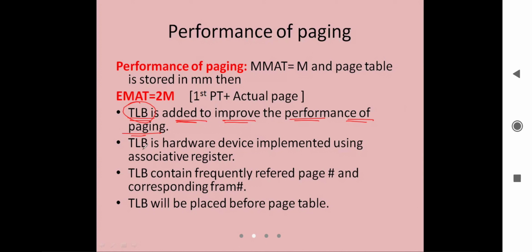So TLB is a hardware device. TLB is a hardware device implemented using associative registers. Next thing, the TLB contains the frequently referred page numbers and corresponding frame numbers. So what does TLB contain? TLB contains frequently referred page numbers and corresponding frame numbers.